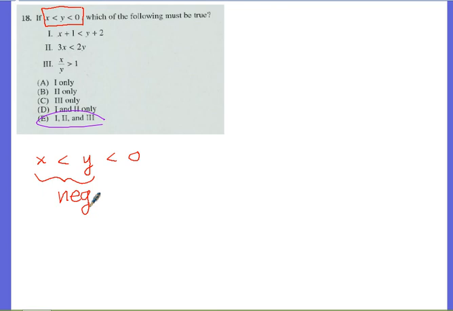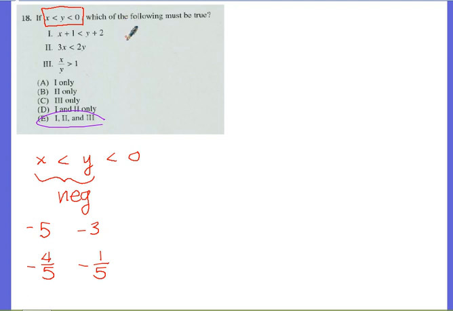One way you can try the problem is picking values, and you want to be a little bit careful. We can pick some random values like x is -5 and y is -3. But then you also want to think about fractions. So -4/5 would be close to -1. -1/5 would be closer to 0, so that would be the bigger number. So you want to also think about using fractions. As you can see, the answer is E.